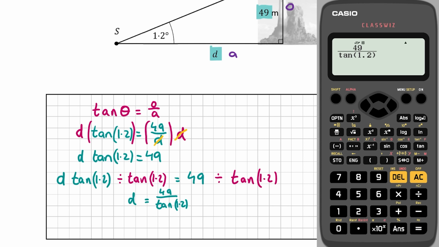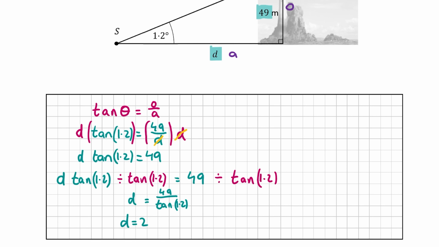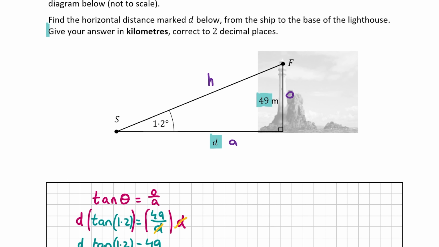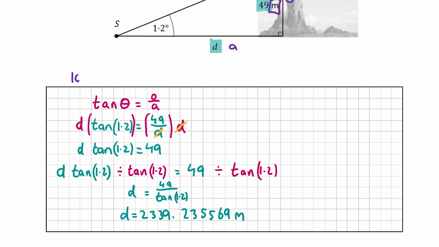So you get 49 over tan 1.2, and that equals 2,339.235569. But be careful, the question asked for the answer in kilometers. So we need to convert this from meters, which it is now, because the 49 is in meters. There's 1,000 meters in a kilometer, so to go from meters to kilometers, you divide by 1,000. So I'm going to divide 2,339.235569 by 1,000.